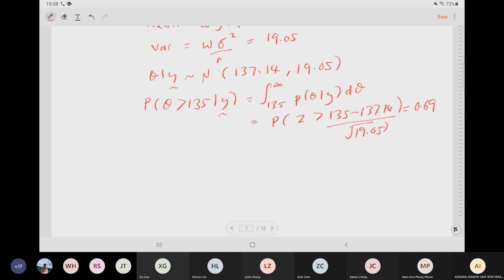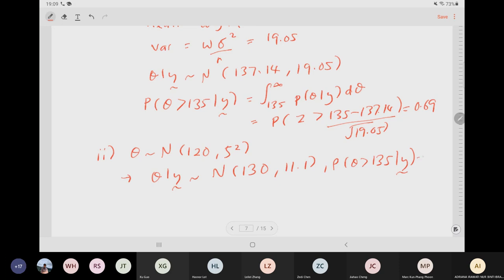So in the first case, with this distribution, the probability of theta bigger than 135 is 0.69. In the second case, your prior is normal with mean 120 and variance 5 squared. This one is up to you to calculate. The posterior is normal with mean 130 and variance 11.1, and the posterior probability of theta bigger than 135 is very small, 0.07.